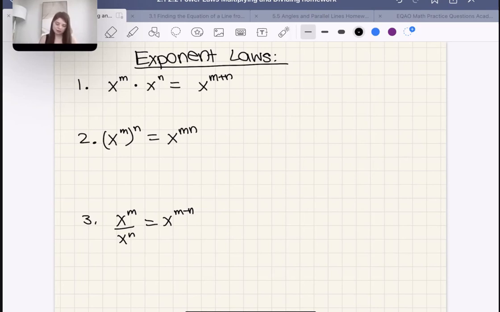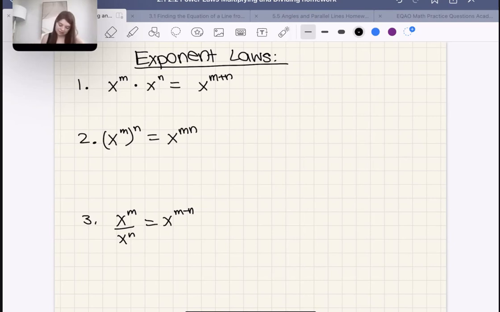So, here in this one, it says that if we multiply two exponents, two things with the same base, x to the exponent m times x to the exponent n, then we add up the exponents, and it's the same as x to the m plus n. Now, why is this true?